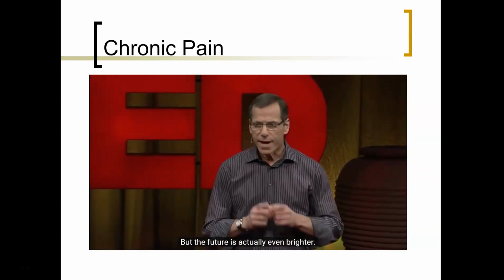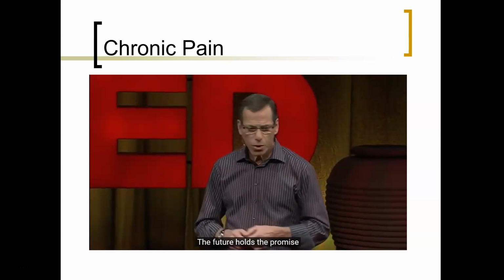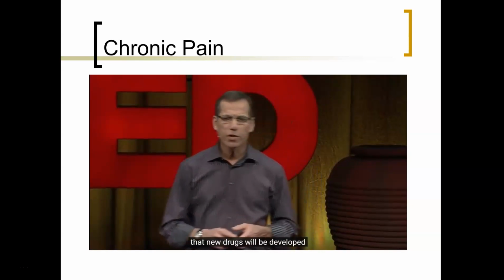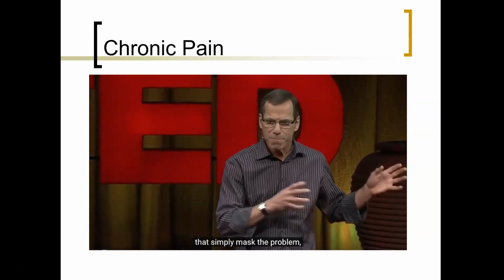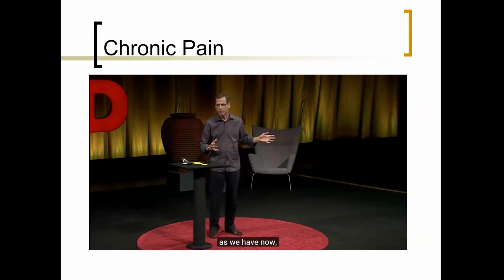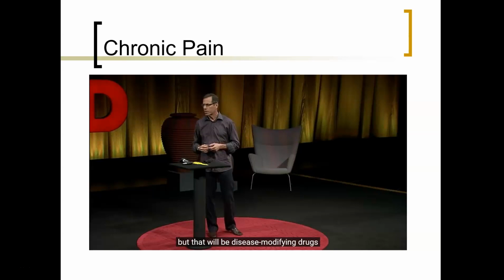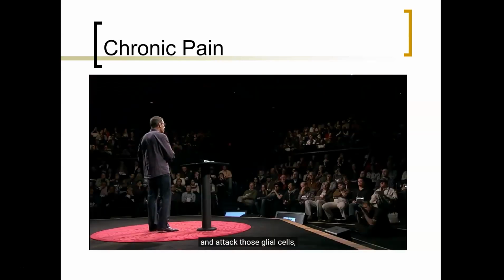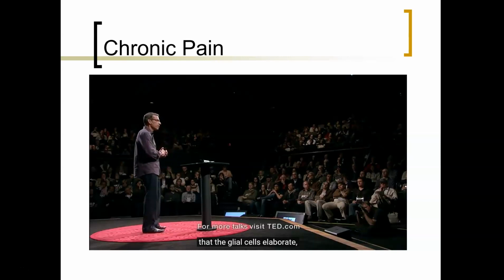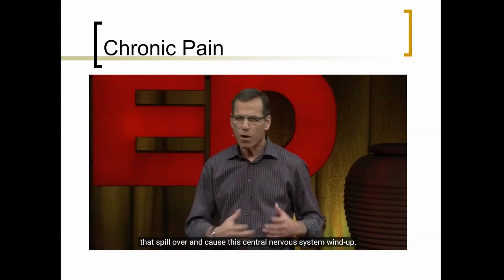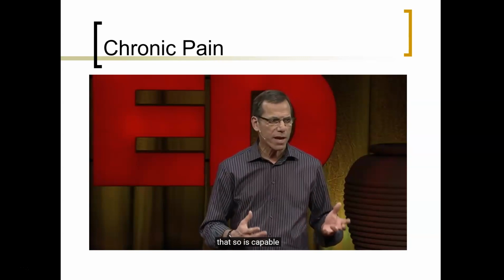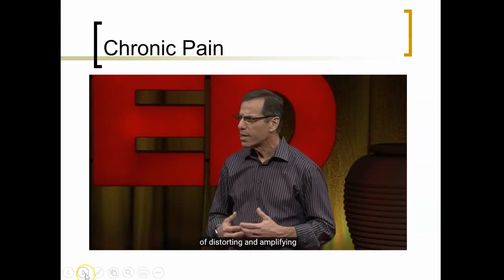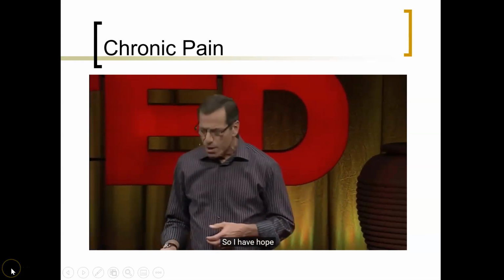But the future is actually even brighter. The future holds the promise that new drugs will be developed that are not symptom-modifying drugs that simply mask the problem, as we have now, but that will be disease-modifying drugs that will actually go right to the root of the problem and attack those glial cells or those pernicious proteins that the glial cells elaborate that spill over and cause the central nervous system wind-up or plasticity that is so capable of distorting and amplifying the sensory experience that we call pain.